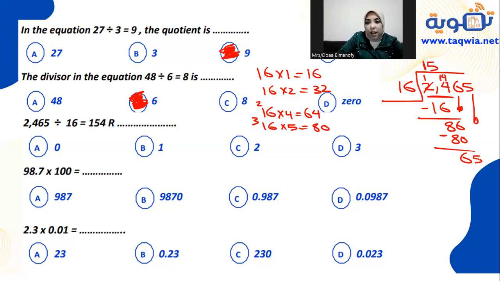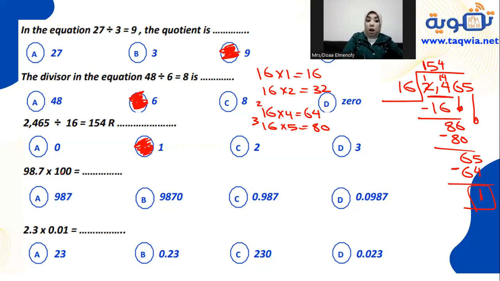So it's 65 divided by 16. Yes, here we're going to write 64, and up we're going to write 4. So here we have to subtract 5 minus 4 equals 1, and this is our remainder. So here the quotient is 154, and the remainder is 1. Okay.